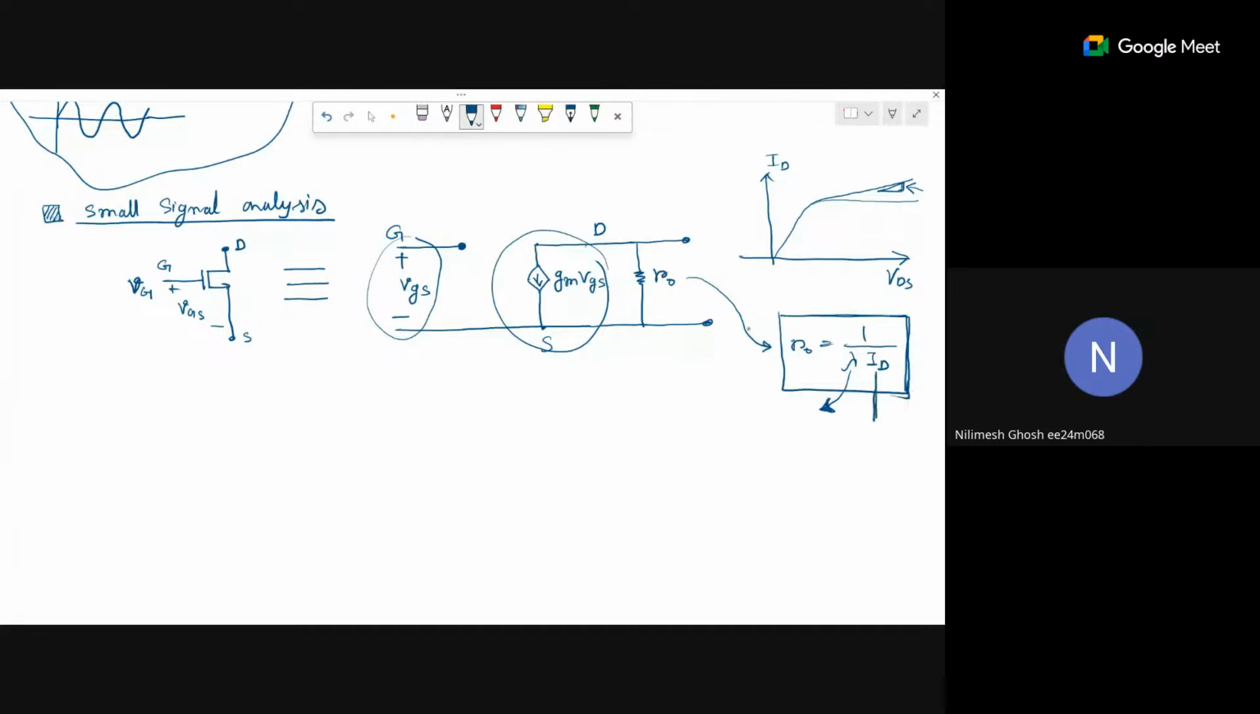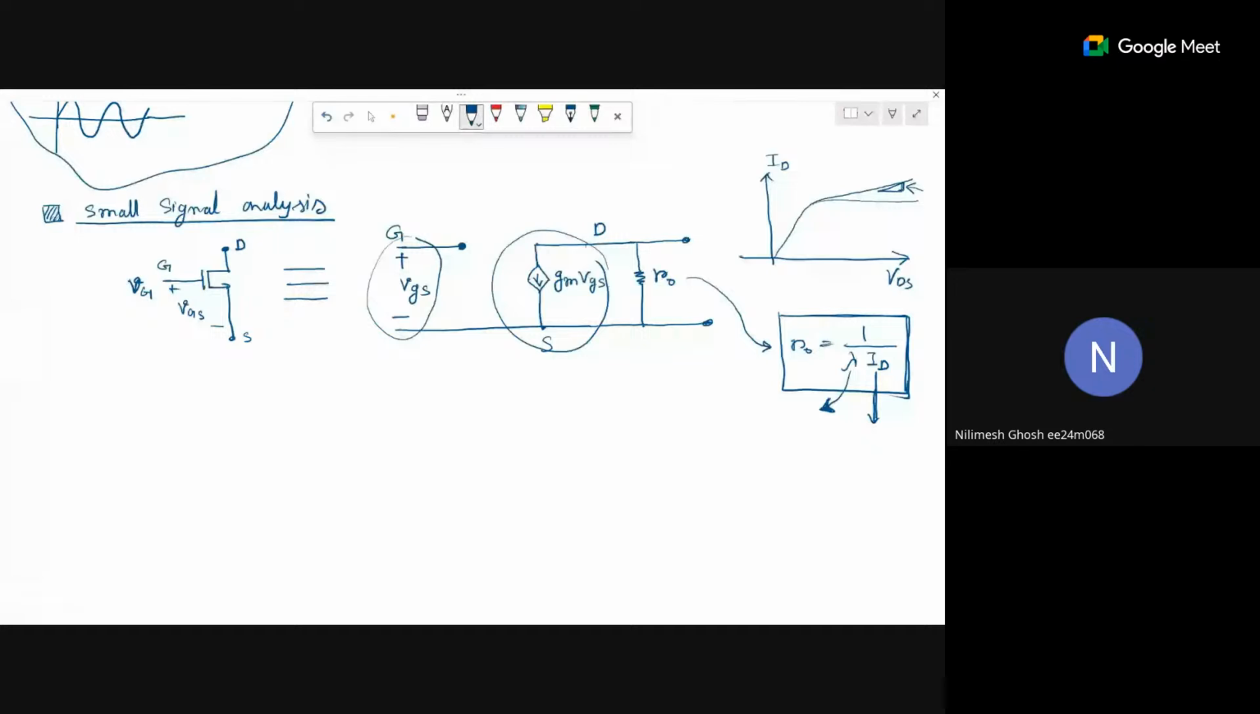And this ID, what is this ID? This ID is a bias current. Whatever current is passing through the MOSFET, that is your ID, right? Till now, is there any doubt? Hello. No, sir. Okay. Now we'll go to some circuits, and we'll quickly solve some circuits. And one more thing, I talk about this lambda.